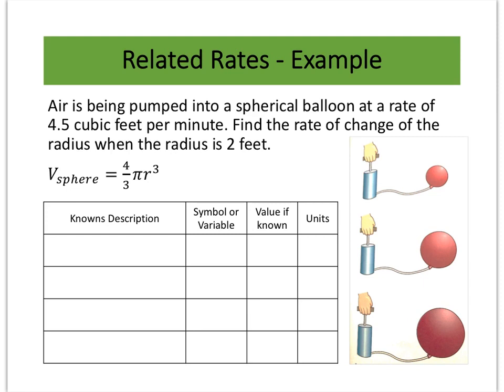And then I'm going to annotate really quick. I'm going to read it one more time, and I'm going to annotate as I go. Air is being pumped into a spherical balloon at a rate, I'm given a rate, 4.5 cubic feet per minute.